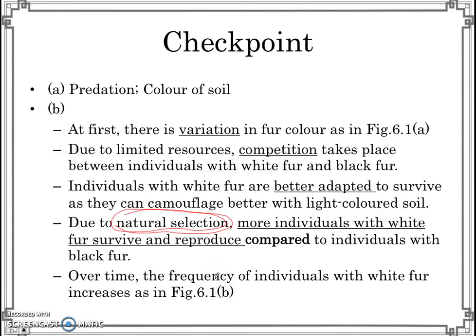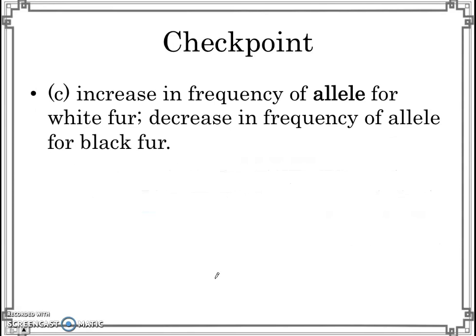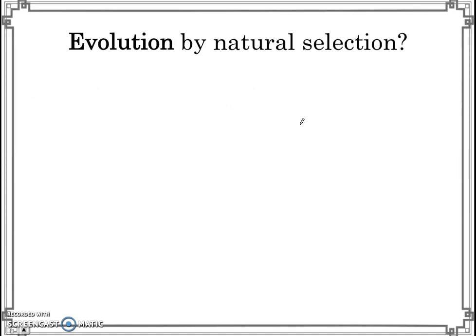So what's the genetic change that takes place? When we talk about genetic change, we talk about alleles. So over time, there will be an increase in the frequency of the allele which produces white fur, while there is also a decrease in the frequency of the allele that produces black fur. Alright, I'll pause at this point, and in the next video, we'll look at evolution by natural selection.